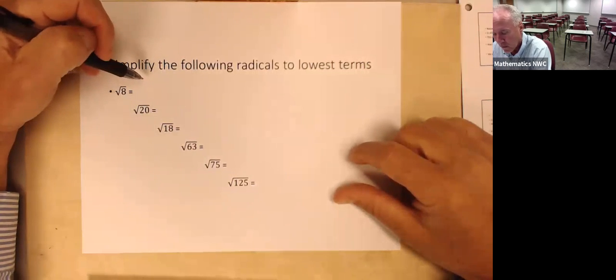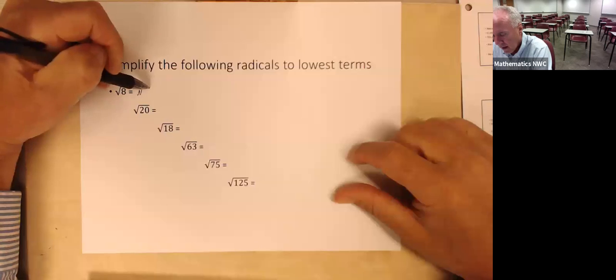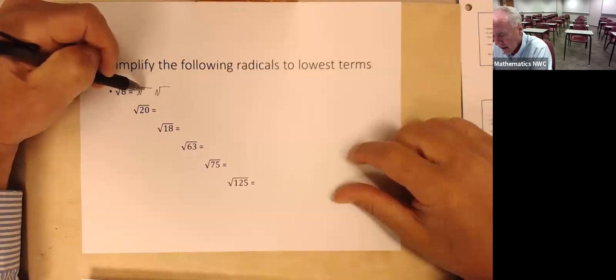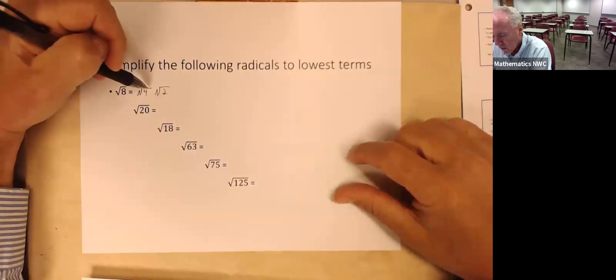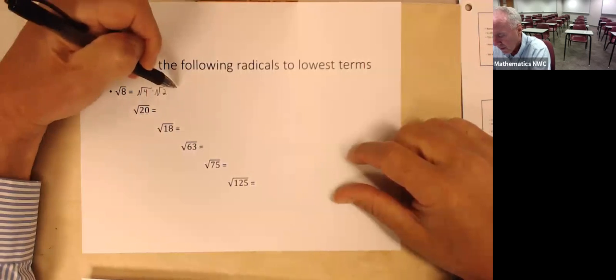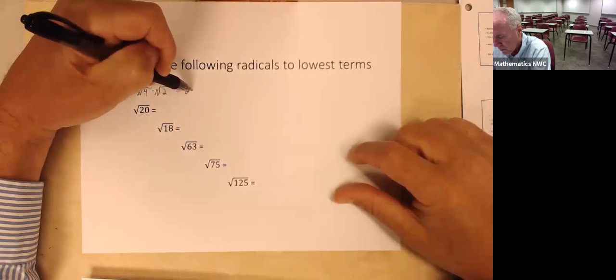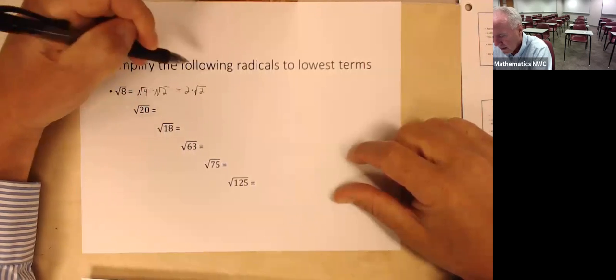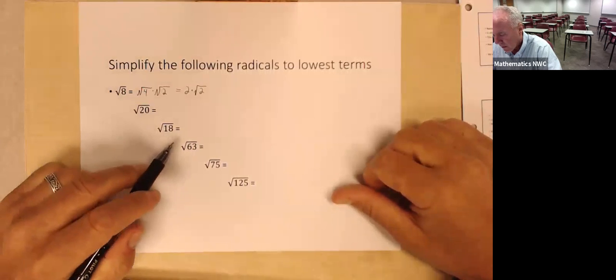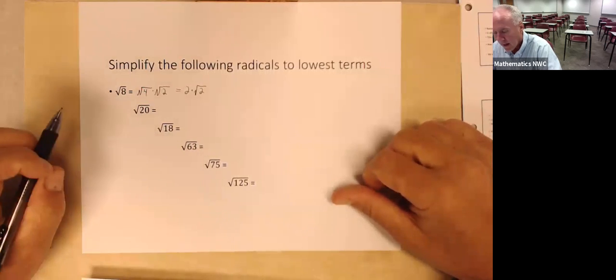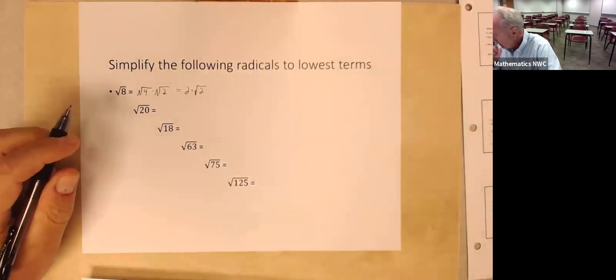For example, here's what I would like you to show. I'm going to take 8 and factor it into 4 times 2. The square root of 4 is simply a 2. And that would be my reduced answer. I'm going to give you a head start, but I would like you to try the next 5 and go ahead.